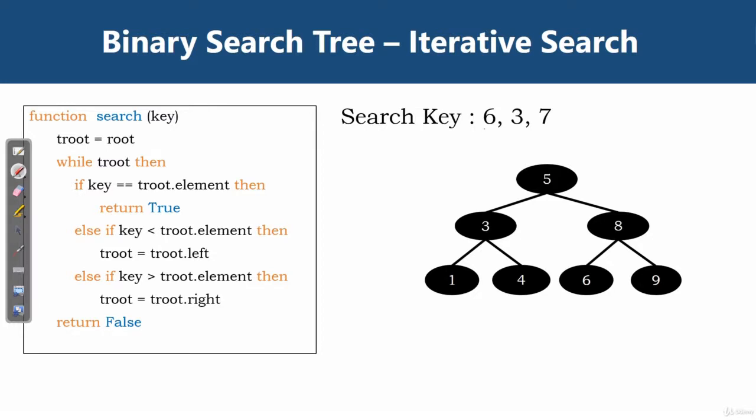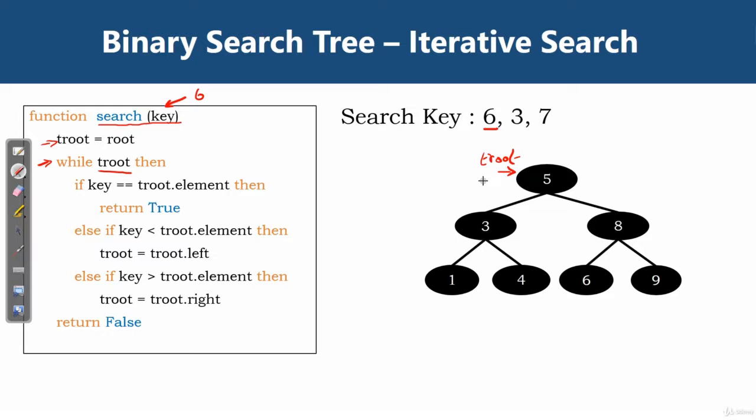Let us consider that we are trying to search element 6. So the search function is called passing element 6 as the key. In the first statement, troot is assigned the root of the binary tree. So troot will have the reference of the root of the binary tree. Then we have the while loop, while troot. Troot is not empty or it is not false. Since troot is pointing to a reference of the node, troot is true.